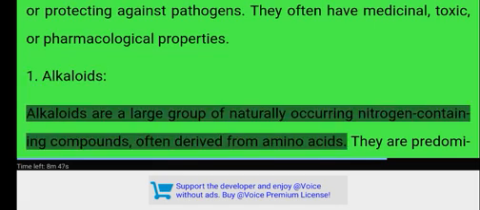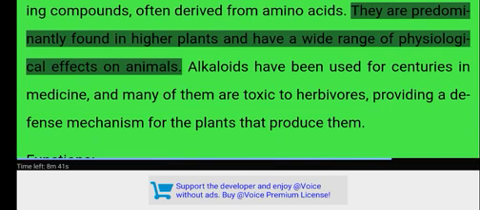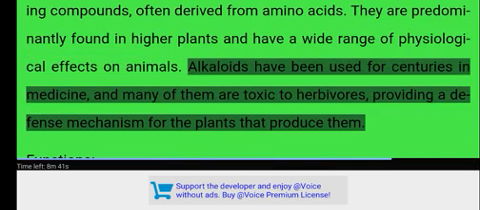1. Alkaloids. Alkaloids are a large group of naturally occurring nitrogen-containing compounds, often derived from amino acids. They are predominantly found in higher plants and have a wide range of physiological effects on animals. Alkaloids have been used for centuries in medicine, and many of them are toxic to herbivores, providing a defense mechanism for the plants that produce them.